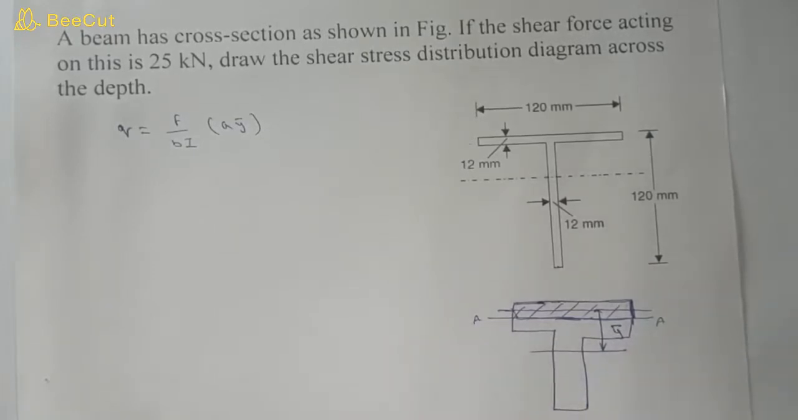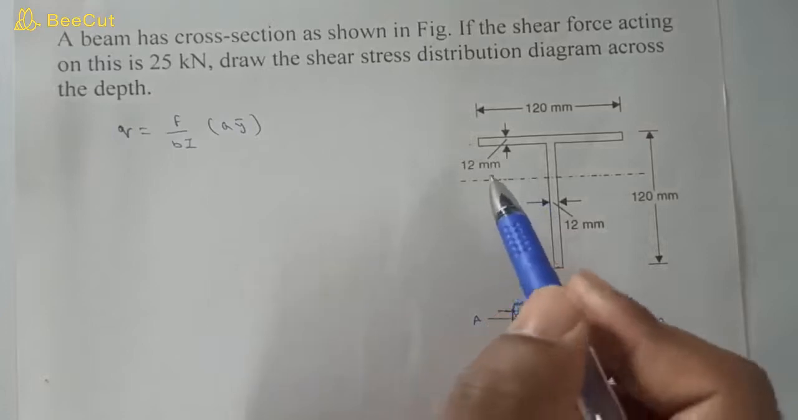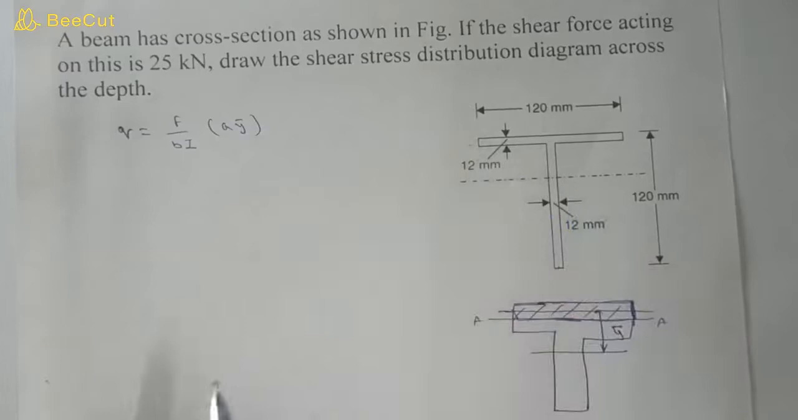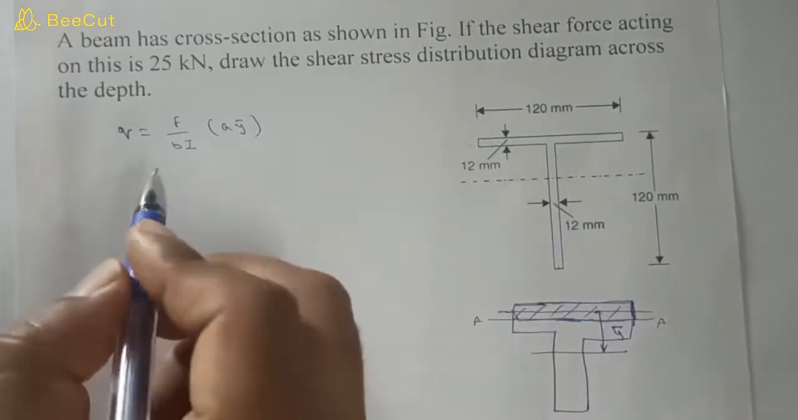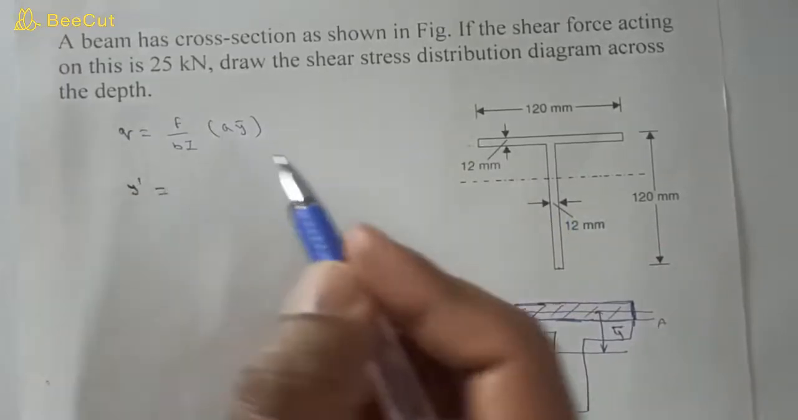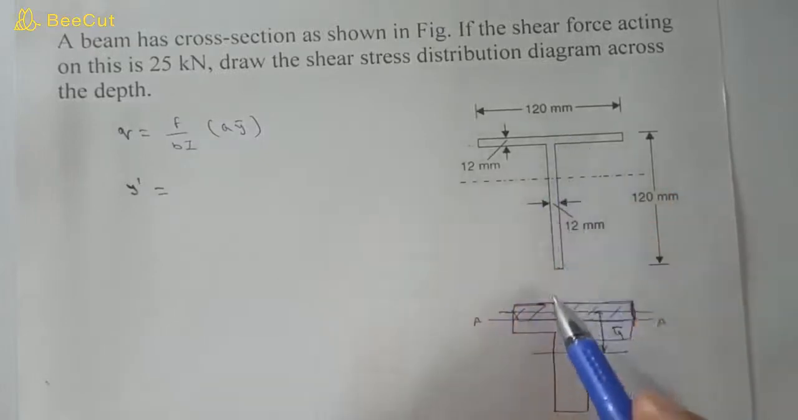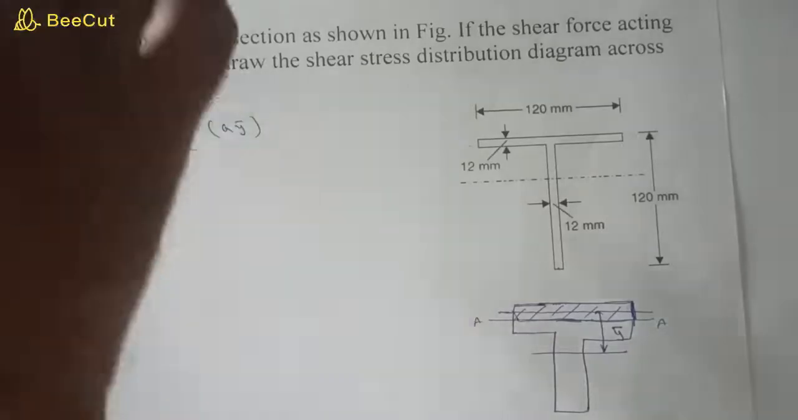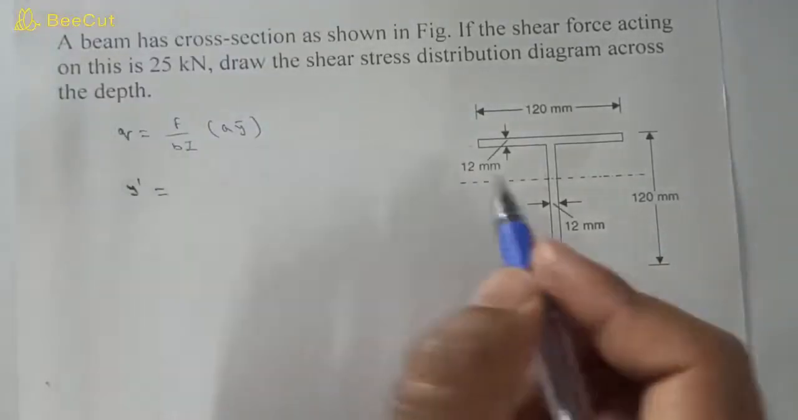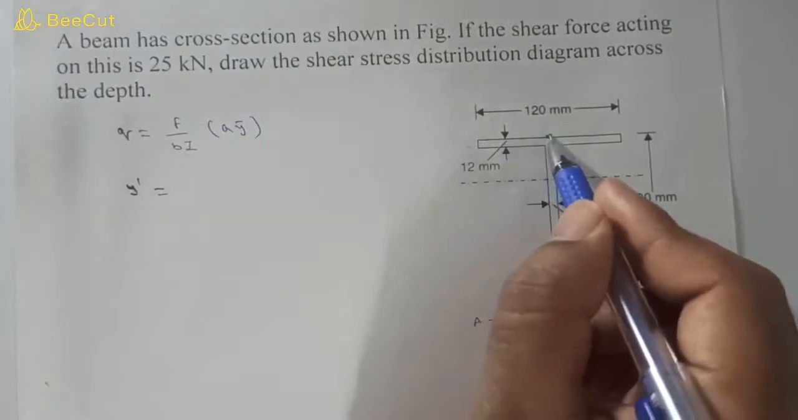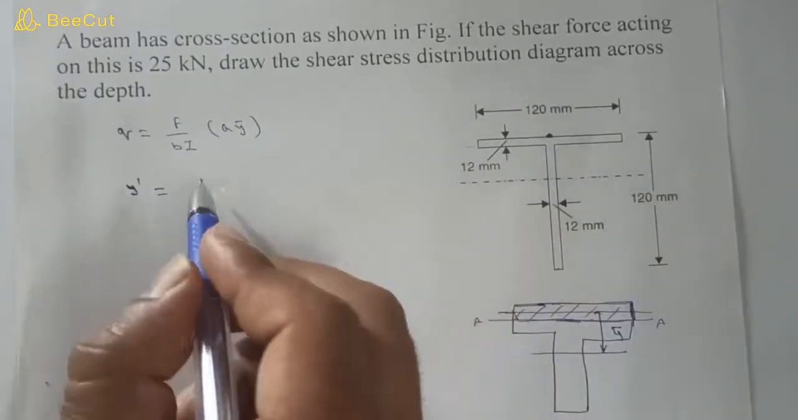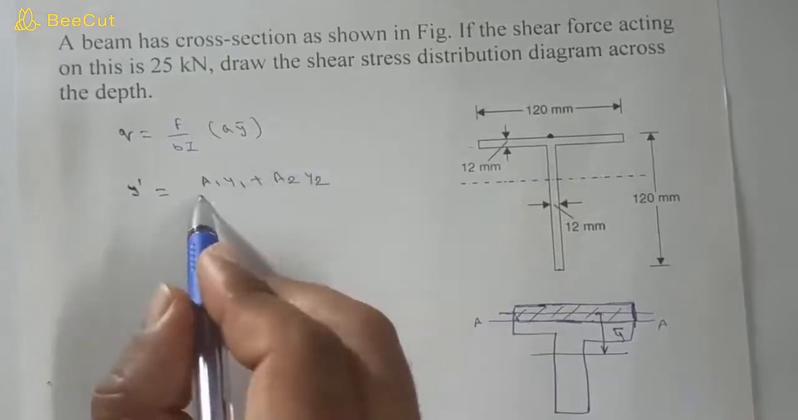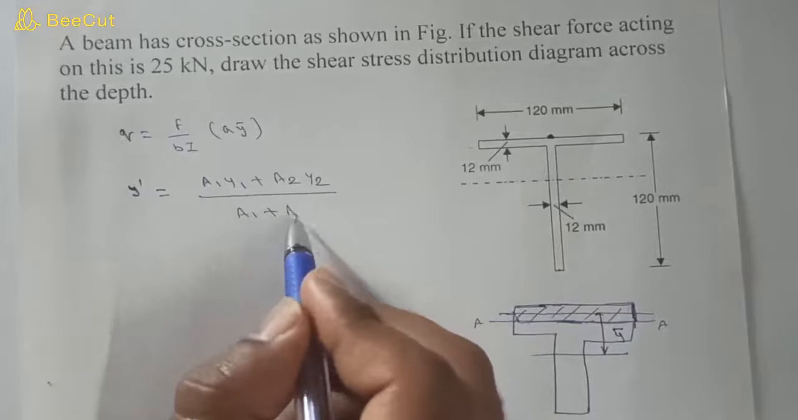So first of all we have to find the centroid of this cross section so that we can calculate the moment of inertia. Because it is symmetrical about the y-axis, we don't have to find the x coordinate, only the y coordinate. So y bar, the centroid, taking this point as origin, is a1 y1 plus a2 y2 divided by a1 plus a2.